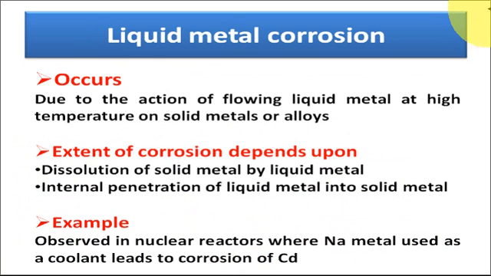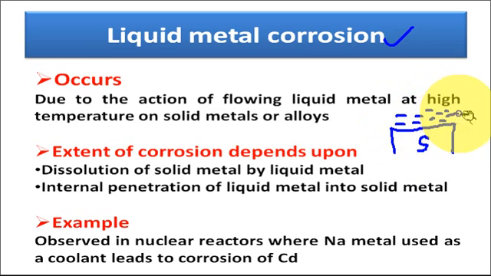Now the other example, third one, is liquid metal corrosion. That means a solid metal undergoes corrosion in presence of liquid metal. Suppose this is the solid metal. It is in contact with the liquid metal. So due to this liquid metal, corrosion of this solid metal takes place. This is the example of liquid metal corrosion. Due to the action of the flowing liquid metal at high temperature on solid metal, the corrosion of solid metal takes place. This is the best example of liquid metal corrosion.